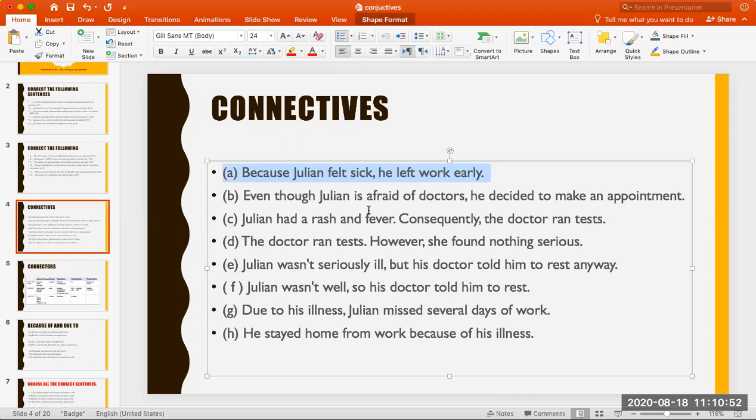Even though Julian is afraid of doctors, this is yet another subordinate clause, dependent clause, because we have the subordinator even though. Look at the comma here, optional again. He decided to make an appointment. Now, these are two sentences. Julian had a rash and a fever, full stop. Consequently, the doctor ran tests. These are basically two sentences, not one sentence.